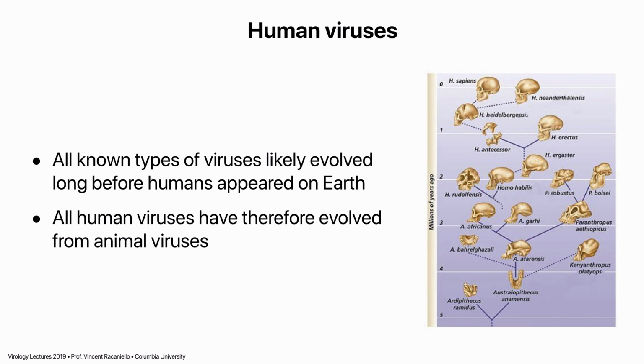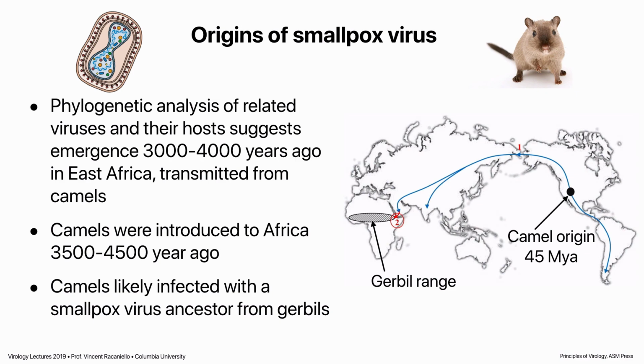But we have no viruses that actually originated in us. Let me give you just two examples of this origination of human viruses from an animal. Smallpox virus. Phylogenetic analysis of all the viral genome sequences suggests they arose about 3,000 to 4,000 years ago in East Africa. It looks like they were transmitted from camels.